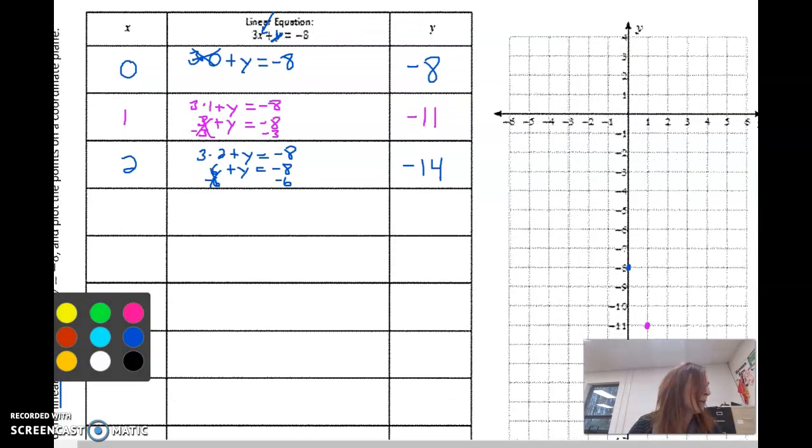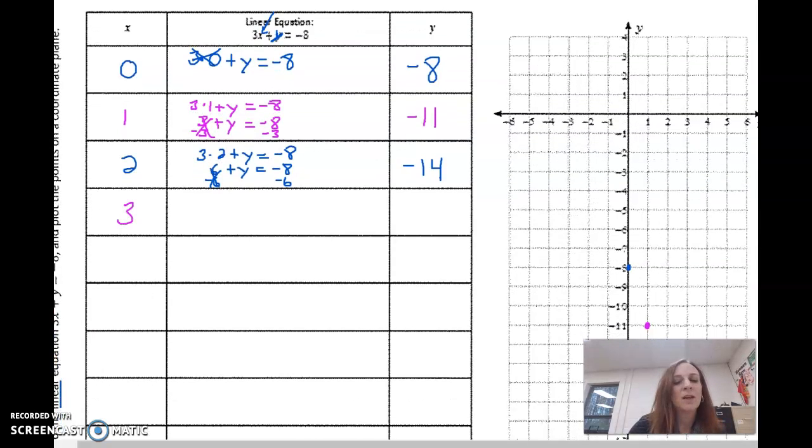Let's try 3. You know I'm going to get some negatives here at some point, but 3 times, I'm going to use parentheses for multiplying, times -3 plus y equals -8. That's -9 plus y equals -8. And again, at any point, if you're like, well, -9 plus whatever equals -8, that's fine.